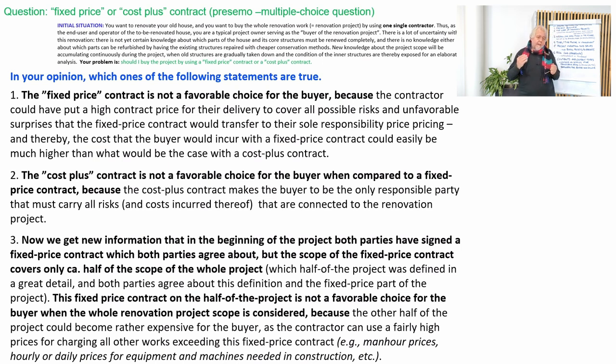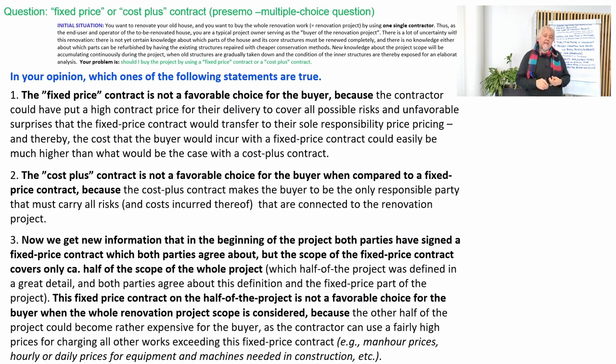Now, statement number three can be true or false, depending on how we see it. When I was writing this statement, I was first thinking that, okay, it would be true. But on second thoughts, you can do a fixed price contract with half of the project, and then you could use the same supplier and pay for certain resources according to a price list.